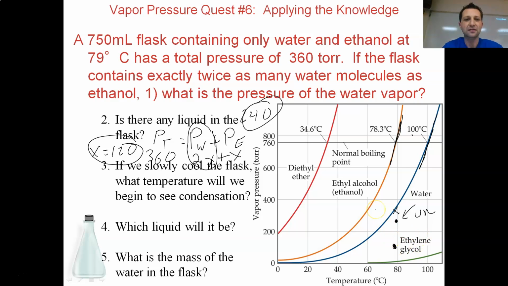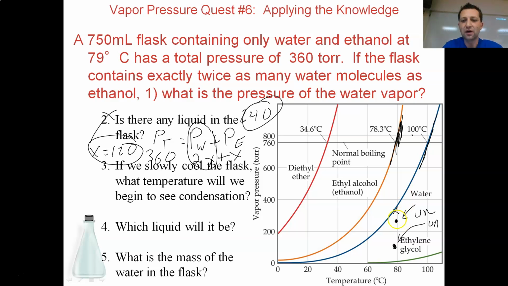And then the ethanol, that curve's here. We're way below that. So this point here is unsaturated as well. So both of these are unsaturated, so we have no liquid present whatsoever. So we could add a little bit more water, well, a lot more ethanol, until we reach the saturation point. Okay, so is there any liquid in the flask? No, there's not. Number 3, if we slowly cool the flask, at what temperature will we begin to see condensation?